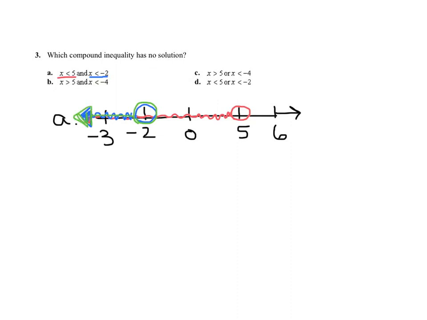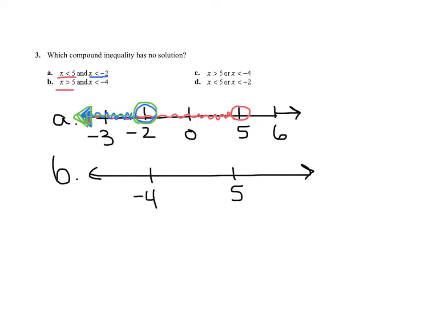All right, letter B, we have x is greater than 5. So we have 5 again. And then x is less than negative 4. So on 5, x is greater than 5 would be an open circle. And I'm going to shade to the right because it's greater than. And then for x is less than negative 4, again an open circle. And I need all the numbers less than negative 4. So that would be going further into the negatives. So that would be this way.